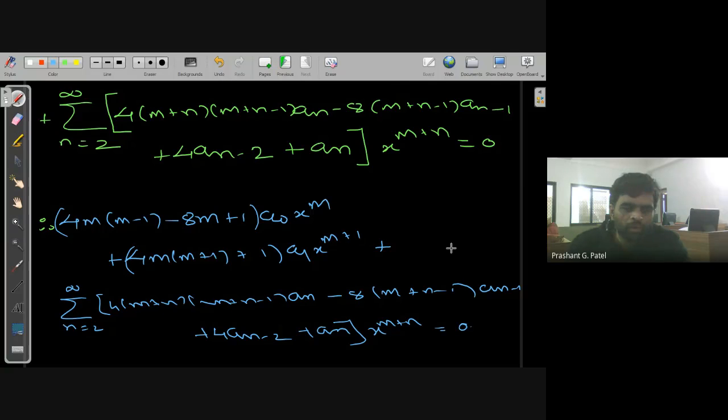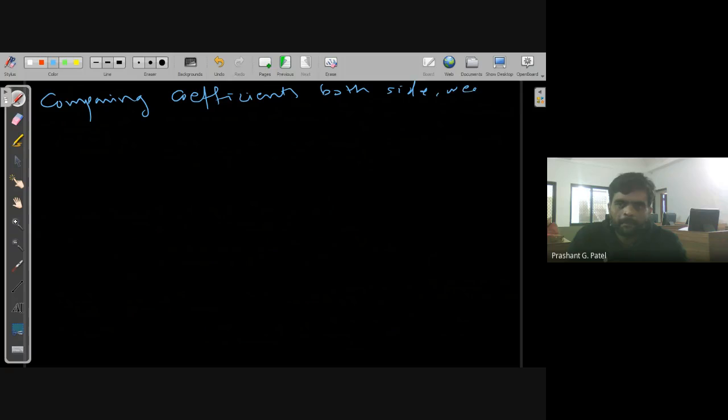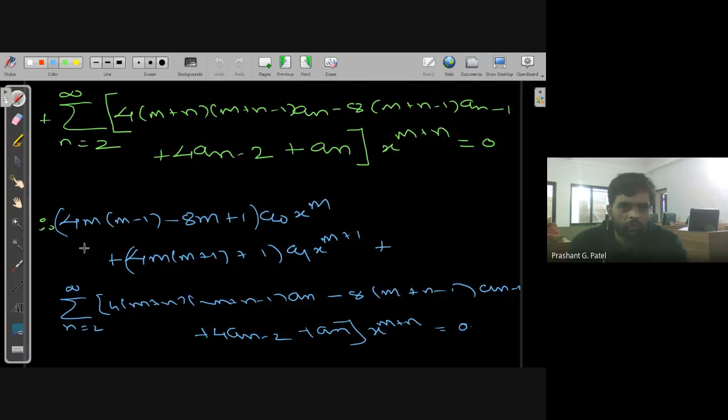Okay. Now what we'll do, we'll compare the coefficients both sides. We get, so what is this actually? I may calculate here. This will be 4m square minus 4m. If I multiply this 4m inside, minus 8m plus 1.